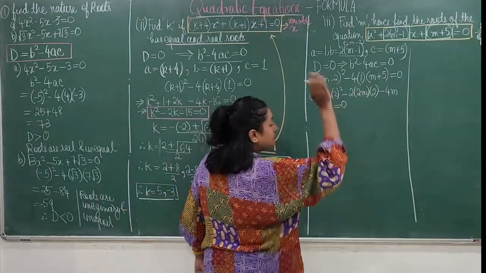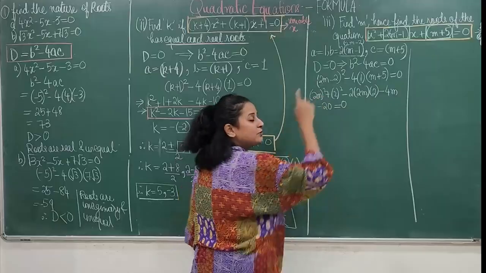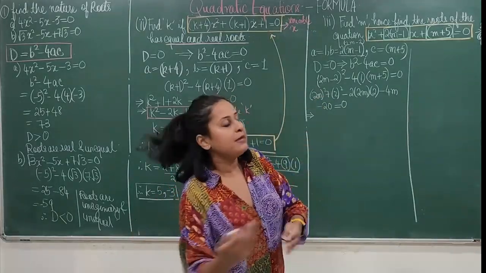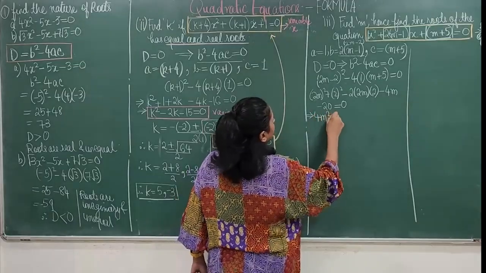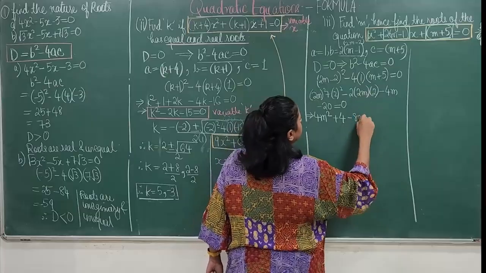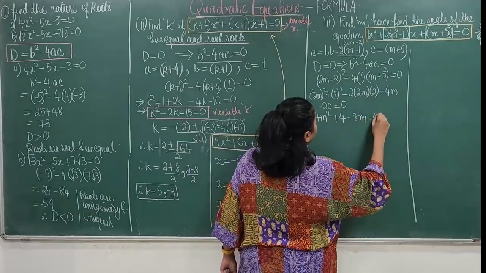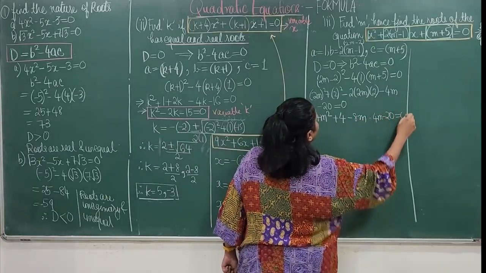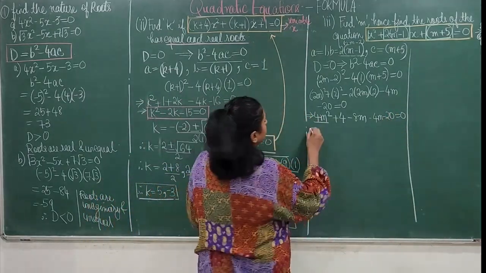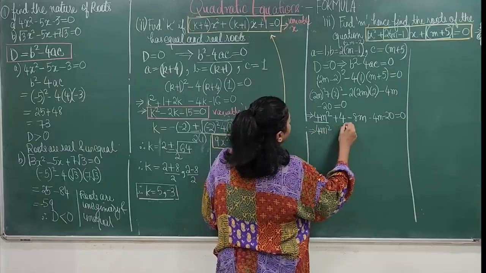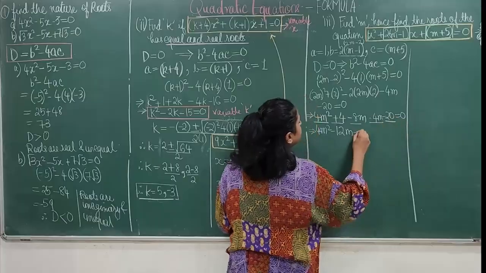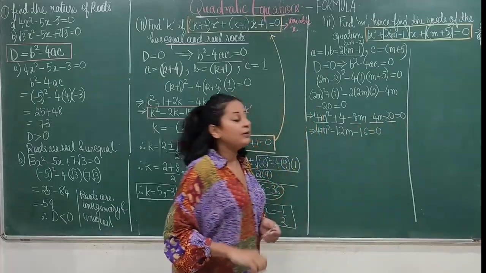Now let us simplify further. This becomes 2m square, no, not 2m square. 2m the whole square, so it will be 2 square, m square. This becomes 4m square plus 2 square is 4 minus 2 into 2 into 2m is 8m, and then minus 4m minus 20 is equal to 0. Let's add like terms together. With 4m square there is no like term, so 4m square stays. Minus 8m minus 4m is minus 12m, plus 4 minus 20 is minus 16. This is equal to 0.